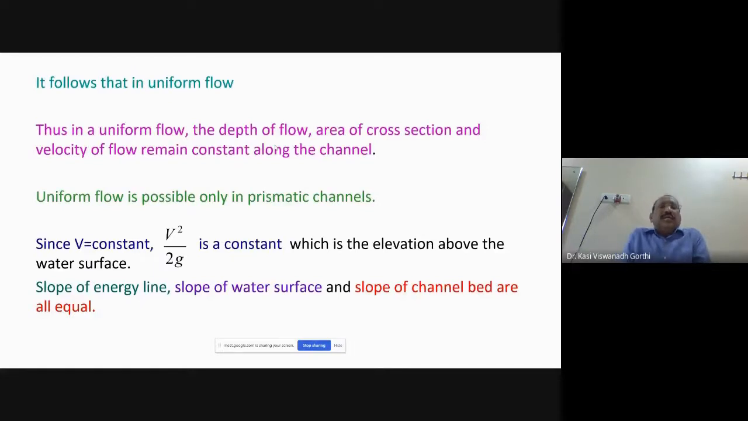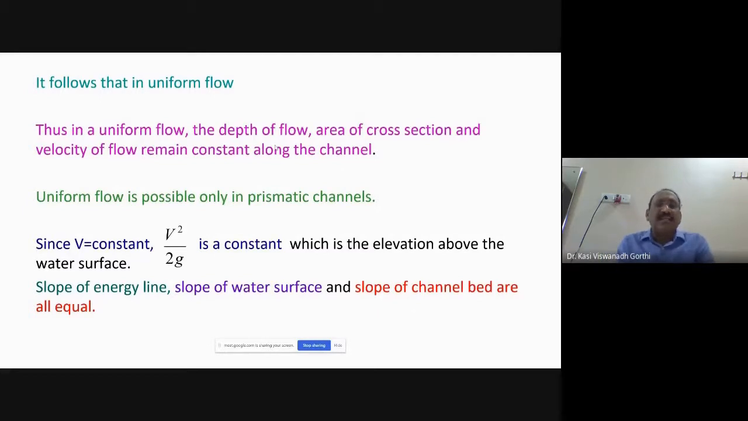So it follows that in a uniform flow, the depth of flow, the area of cross section, also called wetted area, and the velocity of flow remain constant along the channel. And uniform flow is possible only in the prismatic channel, because we made an assumption that for a prismatic channel, A1 is equal to A2, because the bed width is not changing. Say for a rectangular channel, if the channel is prismatic, then only uniform flow is possible.